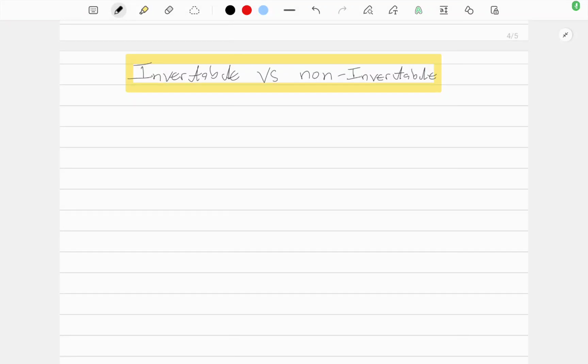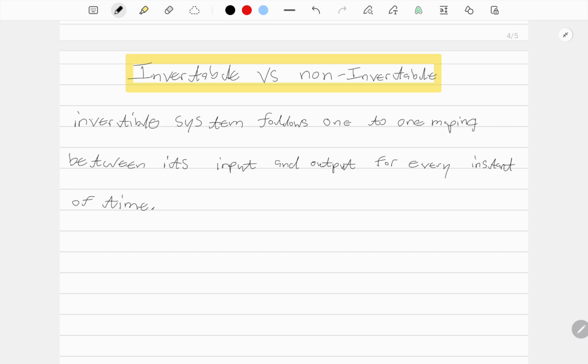In this video, I'm going to go over just the general idea of invertible versus non-invertible systems. So just to go over the definition, an invertible system basically follows the one-to-one mapping rule, which I'll go over in a second, between the input and output for every instant in time, for literally every millisecond to microsecond in time.